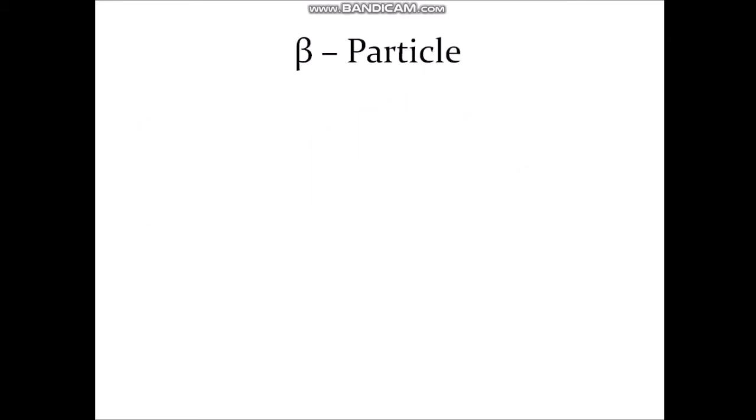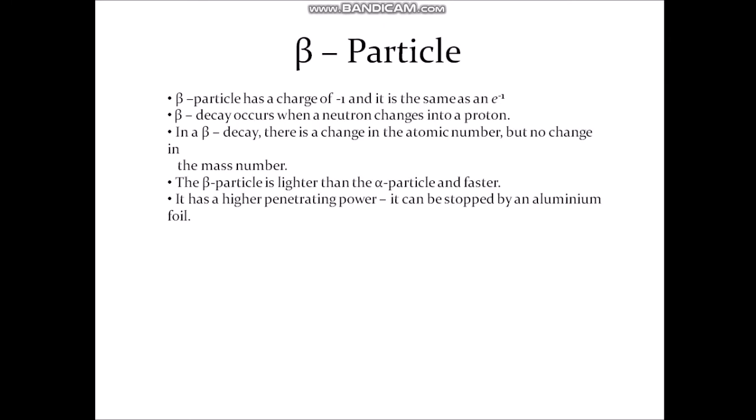Beta particle. A beta particle has a charge of -1. So what is -1? -1 is the same as an electron. And beta decay occurs when a neutron changes into a proton, and mind you, inside the nucleus.